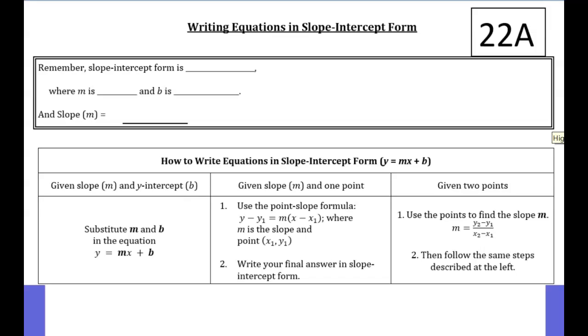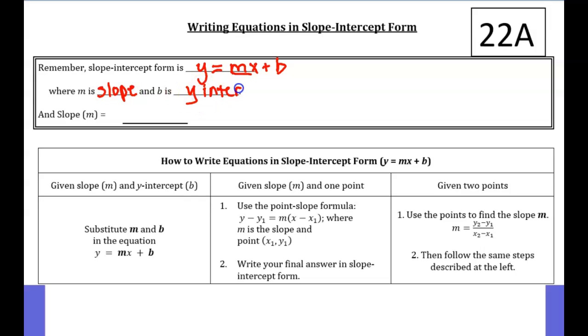Today we are going to talk about writing equations in slope-intercept form. So we're going to go back a little to what we did in the last unit, and we're going to just keep adding on to it. So remember our last unit, we talked about slope-intercept form, and that is in the form of y is equal to mx plus b, where the m is the slope and the b is the y-intercept.